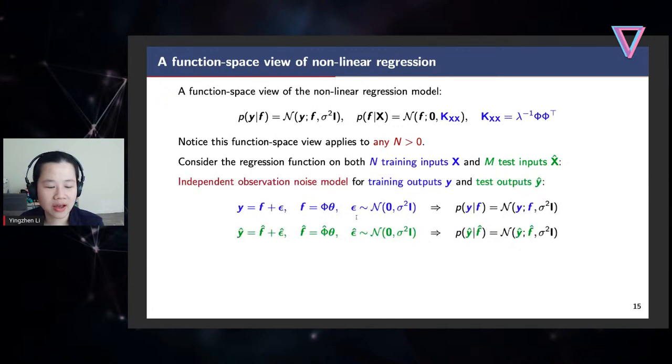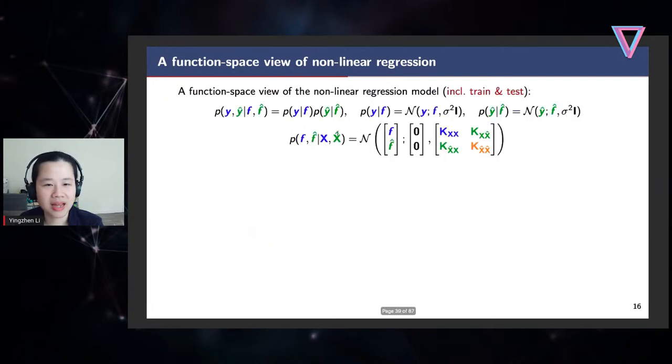Now we have the prior, so let's look at the likelihood term. Again, we use a linear model in the phi space, and then we assume we have Gaussian noise. This gives you the likelihood term, or the conditional distribution of y given f, and similarly it also gives you the likelihood term on the test data. One important thing to notice here is that we assume independent noise. So the noise for the test data, epsilon hat, is independent of the noise on the training data, epsilon. This also tells you that if you write down the joint distribution of the y outputs given the function predictions, then they factorize, they are independent.